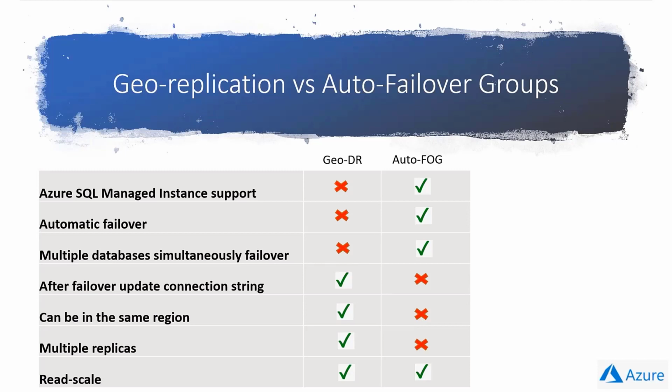Now, one of the other differences: you have to update the connection string. In the case of GeoDR, the failover must be initiated manually or by your application. And then after the failover, the new primary has a different connection endpoint. So this endpoint you have to change in your application.